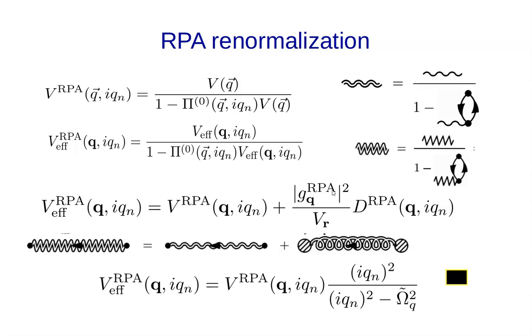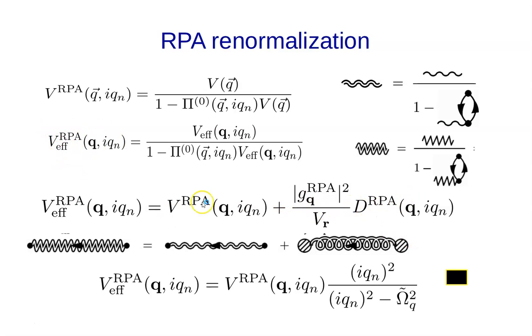Another way to calculate this effective interaction in the RPA approximation is to simply replace in the expression that we had in the previous slide the Coulomb potential by the RPA renormalized Coulomb potential. And we also replace both the coupling and the phonon interacting line by their renormalized RPA versions. So this should be equivalent to this, okay?